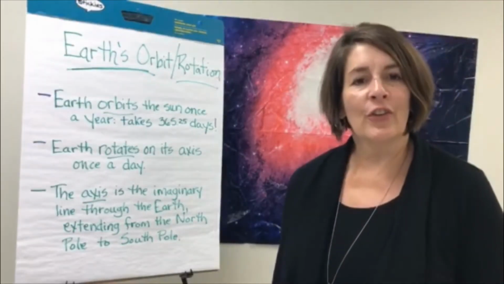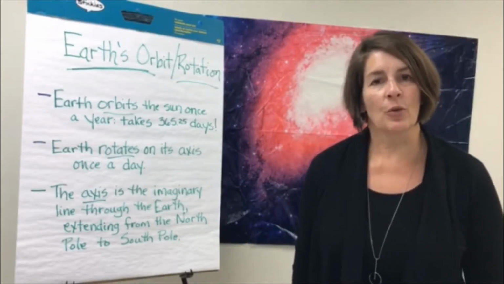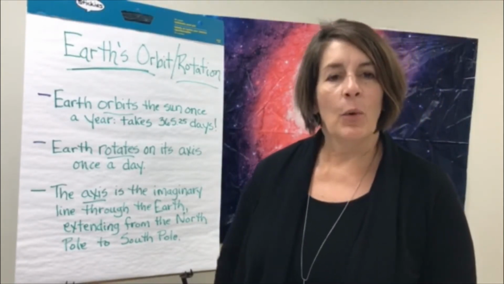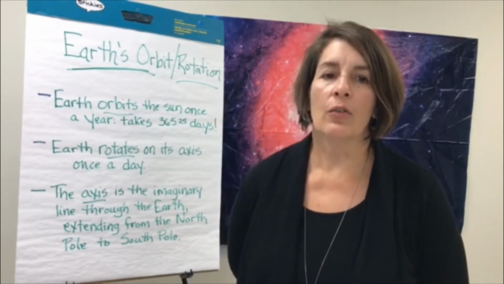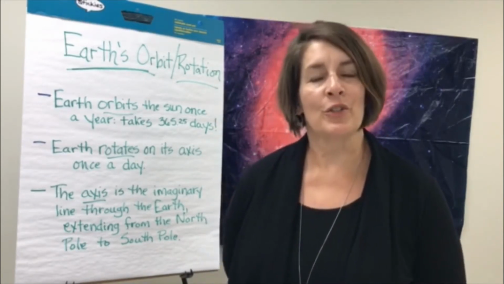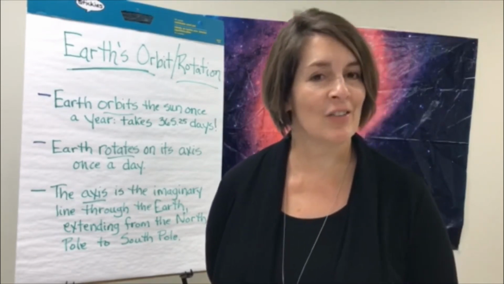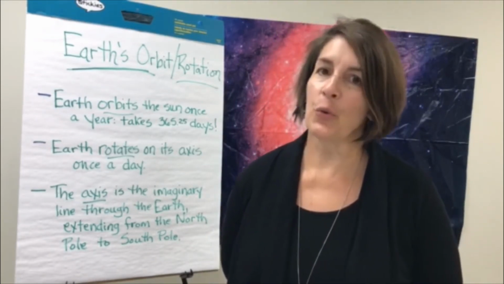So I think we've covered the Earth's rotations, so we're going to move on to the orbits. While the Earth rotates on its axis, it also moves in a circle around the sun once every 365.25 days. That's what's called the Earth's orbit.